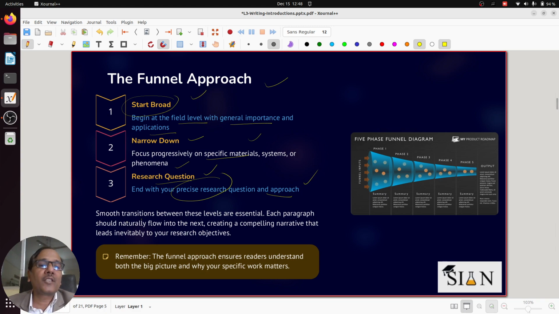A smooth transition between these levels is essential. This is known as the flow. The flow of the introduction must be smooth, and each paragraph should naturally flow into the next, creating a compelling narrative that leads inevitably to your research objectives. So remember that the funnel approach ensures readers understand both the big picture and why your specific work matters.